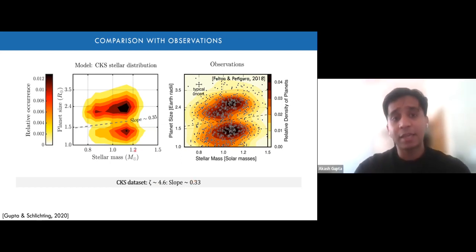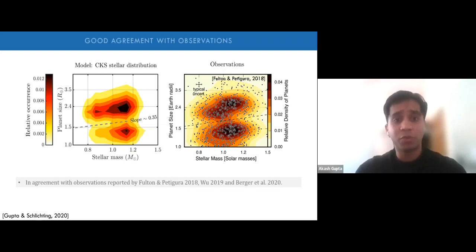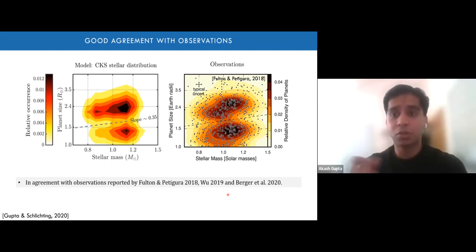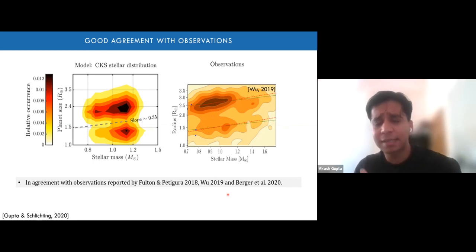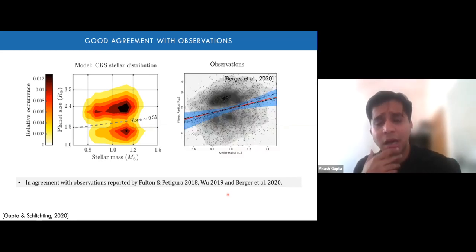And as you can see, we have very good agreement with observations, where first of all, both slopes are similar, and the planet demographic, the planet distribution, also is in good agreement. And this is not just an agreement with their study, but also a number of other ones that have been published along these lines.